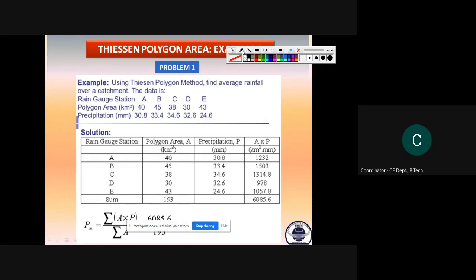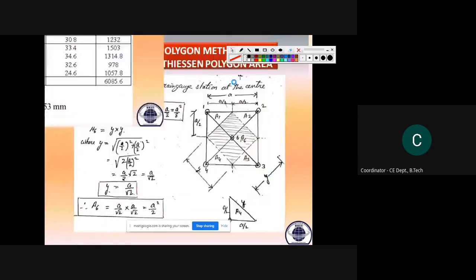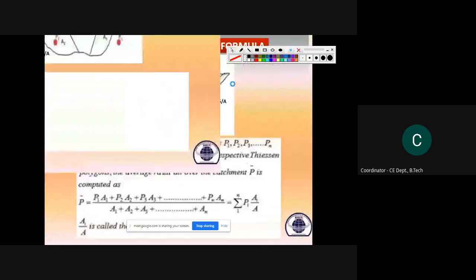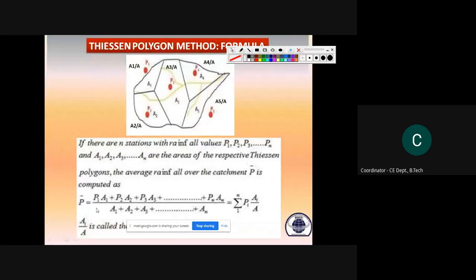What was the formula for Thiessen polygon? See, this is the formula: P1 into A1 plus P2 into A2 plus P3 into A3, like that, divided by the total area. You have to note it down. Everyone note it down, please. Done? Hello? Yes, ma'am. Done? Okay.